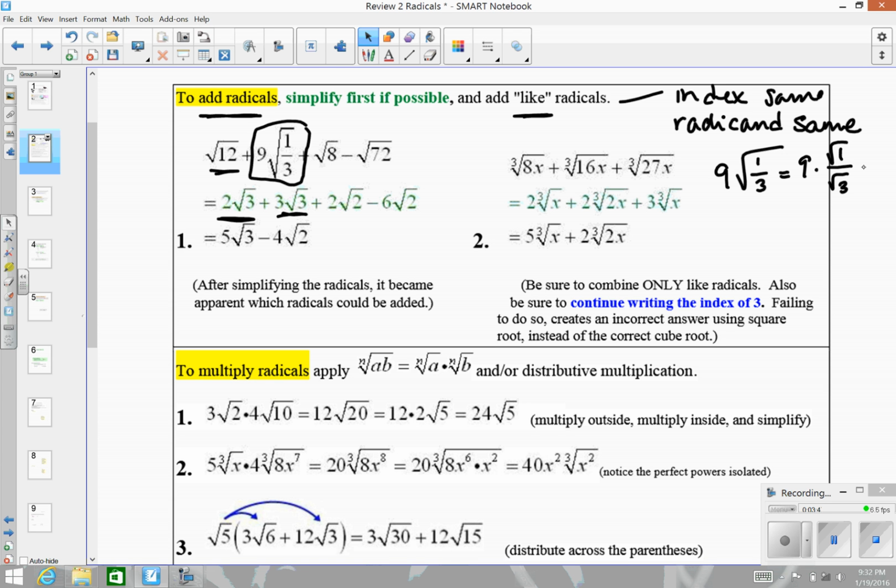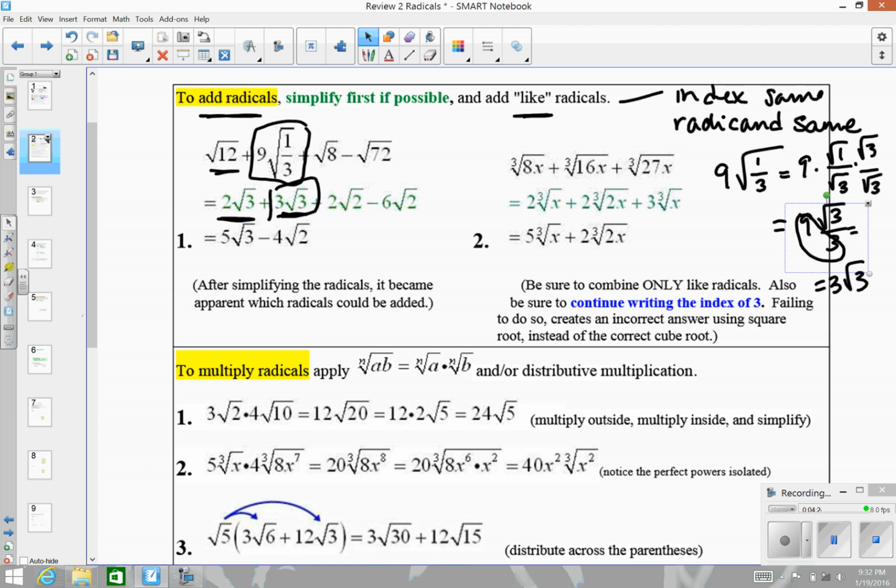I'm going to need to rationalize that. So I'm going to multiply by radical 3 over radical 3. That's equivalent to 1, so I'm really not changing the value here. This is going to be equal to 9 times radical 3 over 3. Now, 9 divided by 3, this part here can be simplified, leaves us with 3 radical 3. So that's why back in our original equation, when they simplified 9 times radical 1 over 3, they got 3 radical 3.